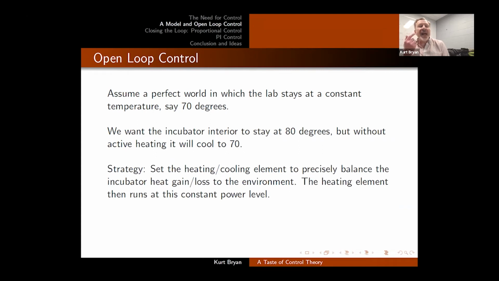So one strategy for making the incubator stay at 80 degrees, assuming it has the ability to actively heat and control itself, is to just set that heating element so that it precisely balances the heat loss to the environment. So you'll have a steady state condition. Set it so it keeps the incubator at 80 degrees under the assumption that the lab is at 70 degrees. Have the thing run at that constant power level. This is an example of what's called open loop control. Set the control at a given level and then forget it and hope that everything stays constant.